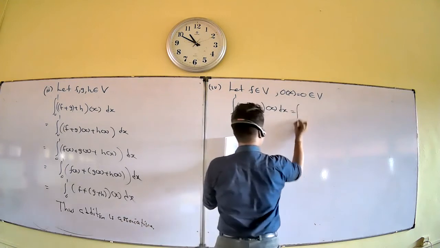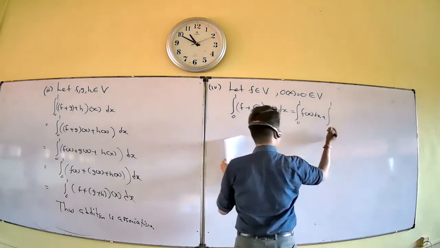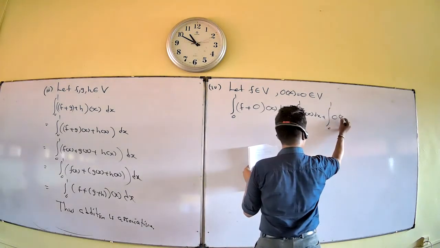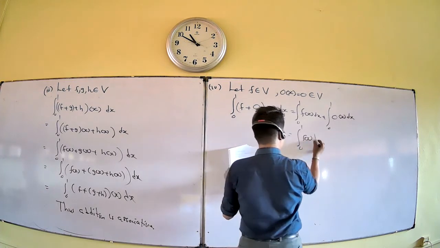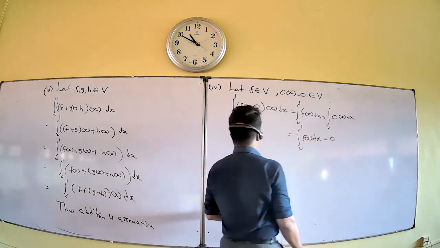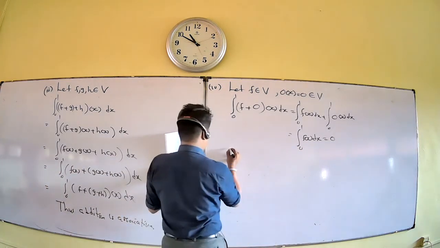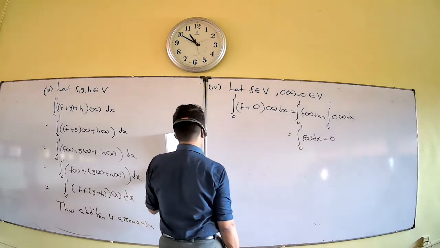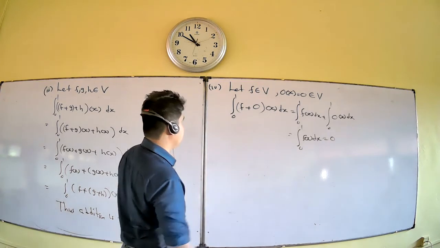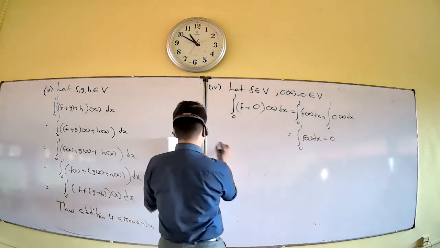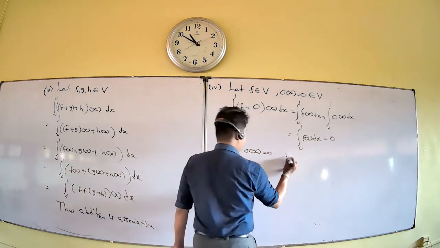So it is the integral from 0 to 1 of f(x) dx plus the integral from 0 to 1 of 0(x) dx. 0(x) means 0. So it is again the integral from 0 to 1 of f(x) dx. This one is again 0. So this one satisfies this condition. Therefore your identity is the zero function. Thus 0(x) equals 0 is the identity.